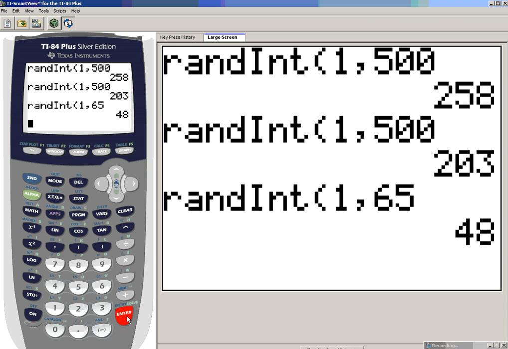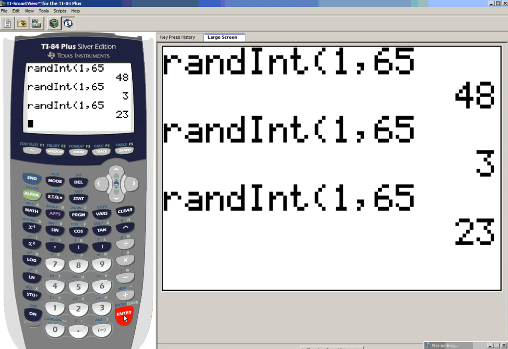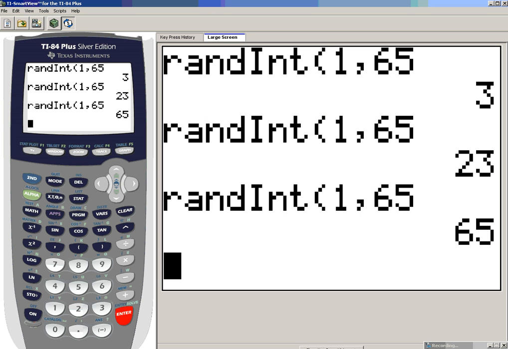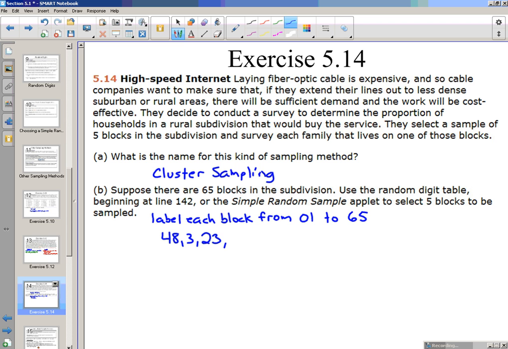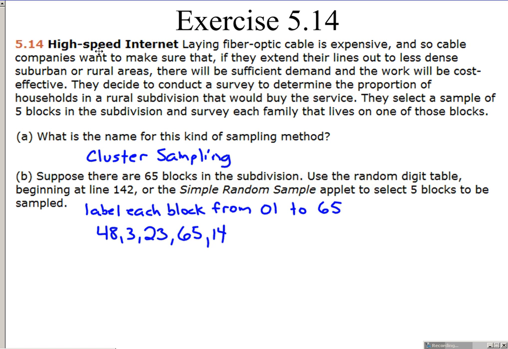So we're going to pick block 48, 3, 23. Let's write these down as we go here. 48, 3, 23, 65, and 14. So there's the 5 blocks. Once we selected those 5 blocks, everybody that lives on those blocks would be interviewed for our survey.